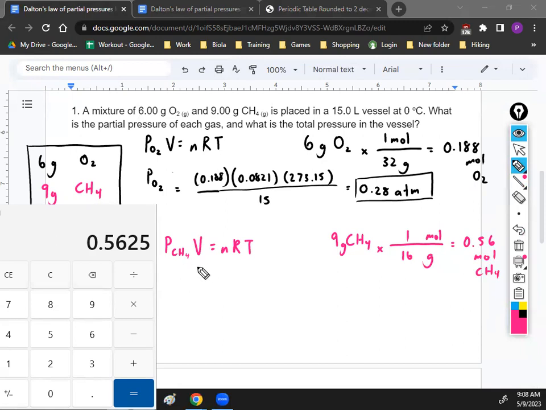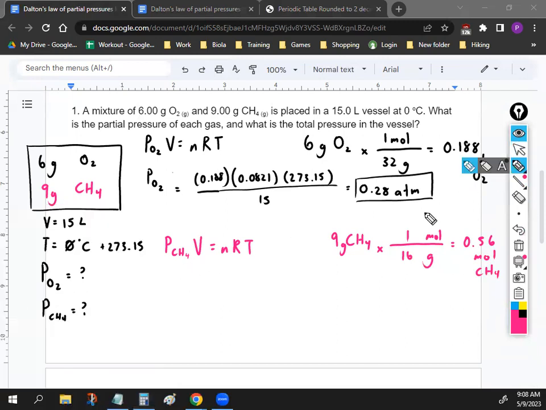Okay, from there, super easy to plug it into our equation. We're looking for the pressure of CH4. The volume is 15 still. The moles is right here, we just calculated 0.56. The R value is 0.0821. And the temperature is 273.15.